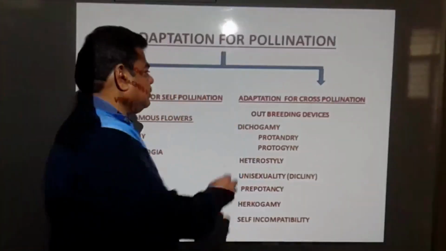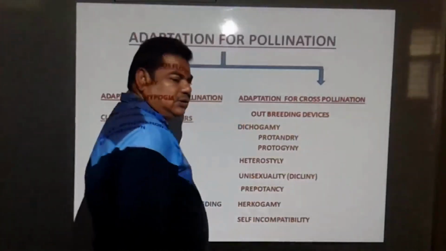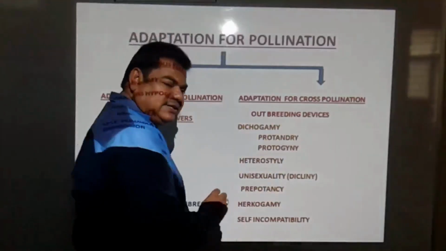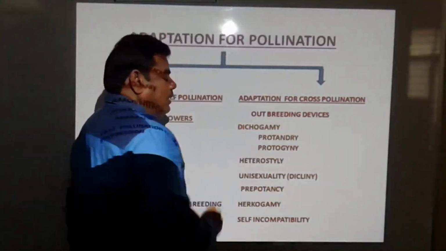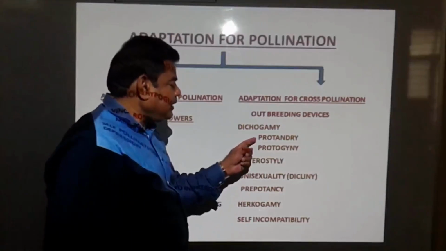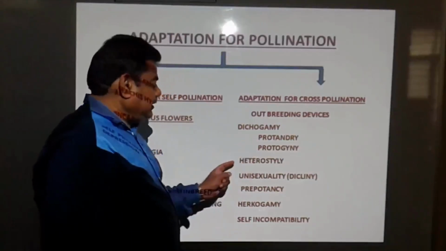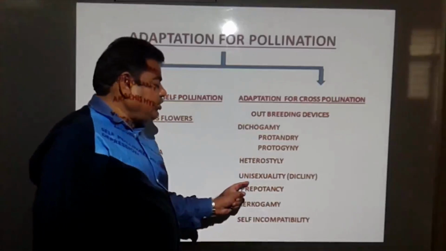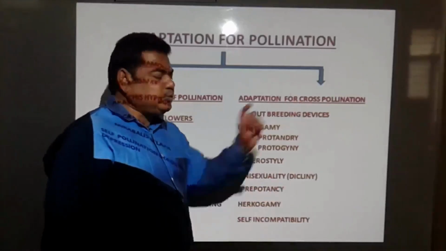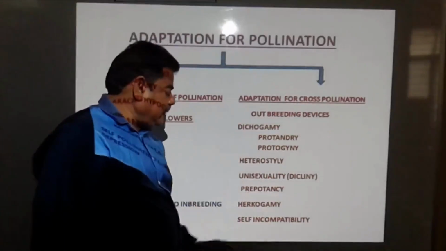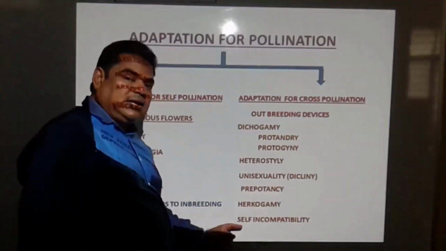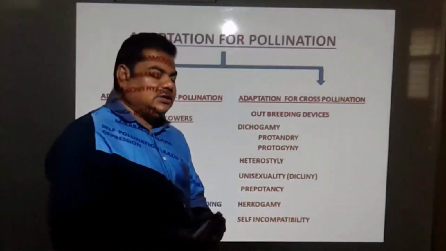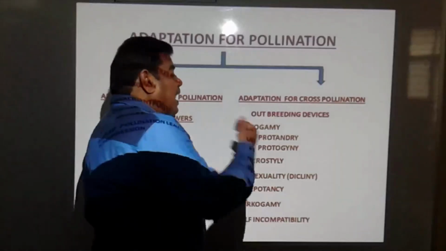We are concerned about adaptation for cross-pollination, and in this video we will see what are outbreeding devices, then DICOGAMY. In DICOGAMY, what are PROTANDRY and PROTOGYNY, then heterostyly for cross-pollination, then unisexuality of the plant to gain cross-pollination, then prepotency, then hercogamy, and the last one is self-incompatibility.